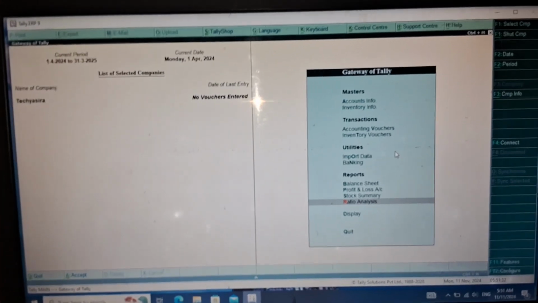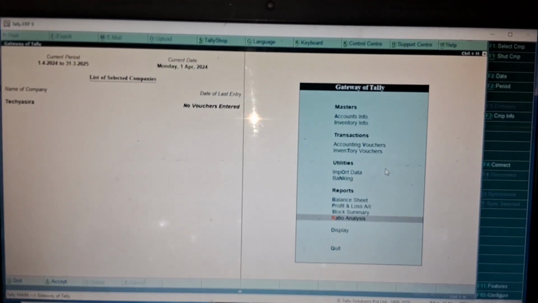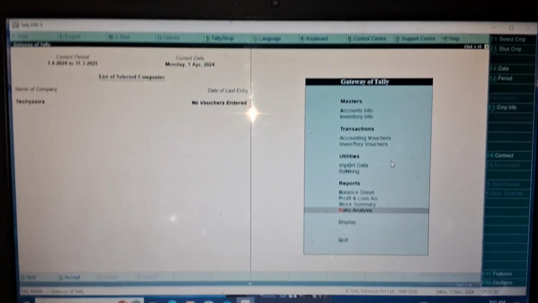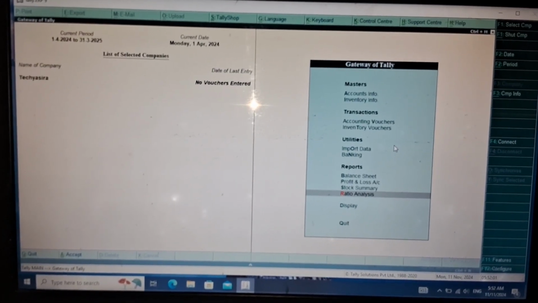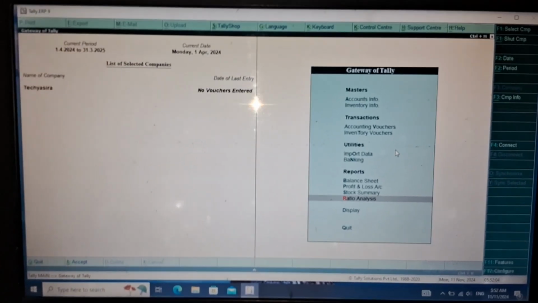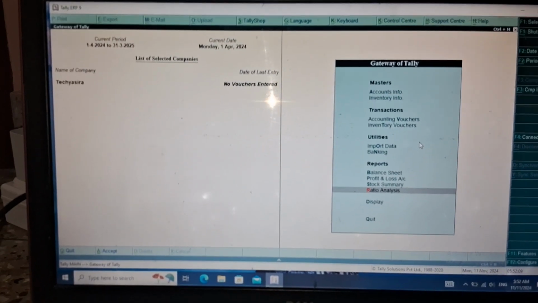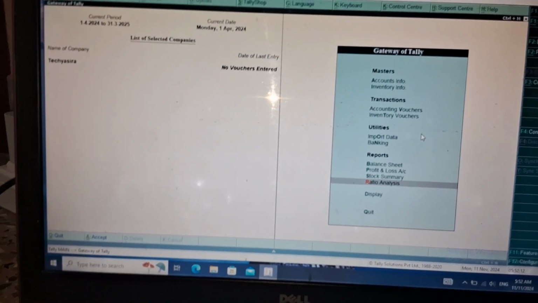So the next one is ratio analysis. This is the most important part. Let me tell you. Ratio analysis is a financial tool that examines a company's financial statement to evaluate its performance. Very simple. What does this mean? Ratio, you must know, is for checking how your business is working. It is a financial tool that checks your financial statements, the transactions, your accounts info, inventory info, importing data, banking and balance, profit and loss, all of this comes into this only.